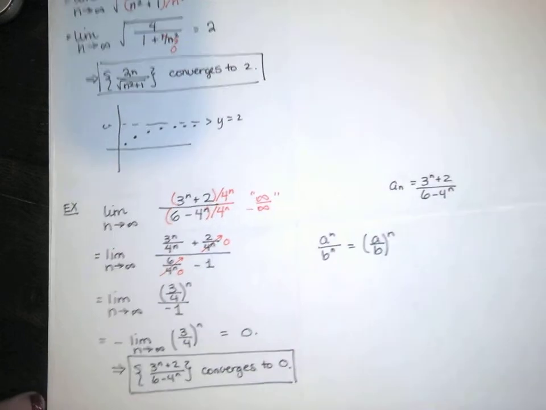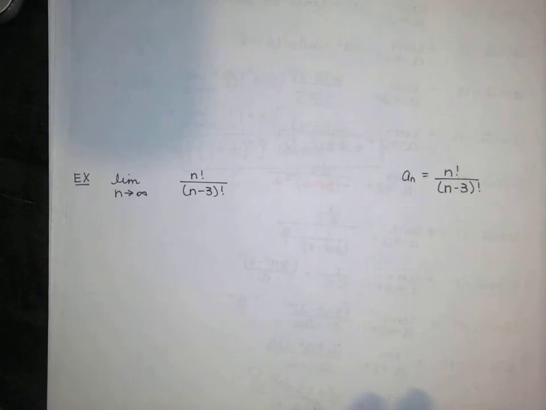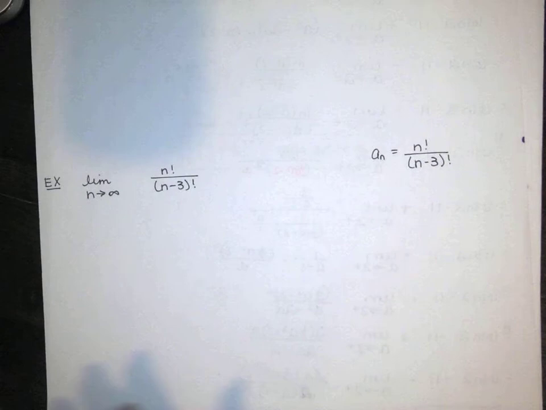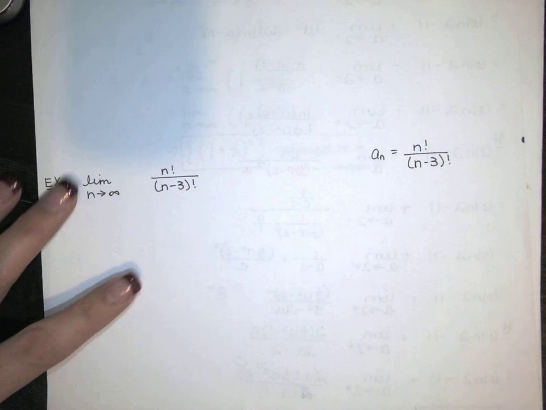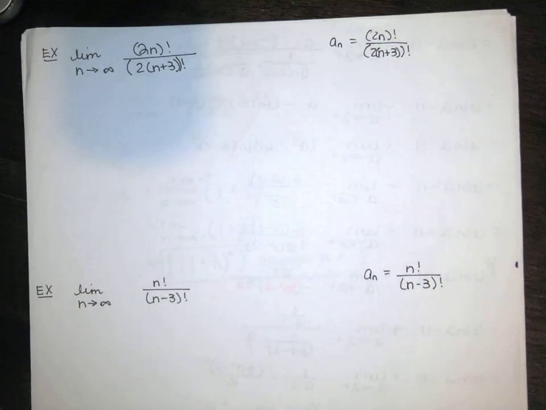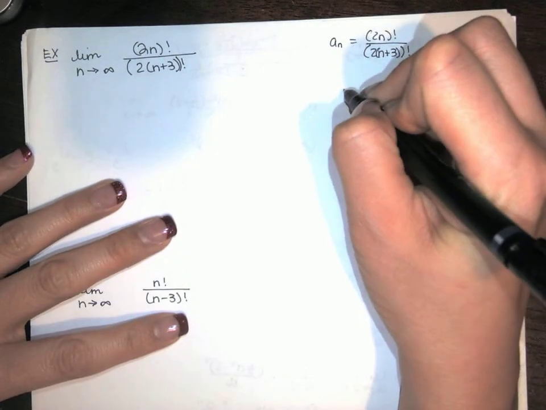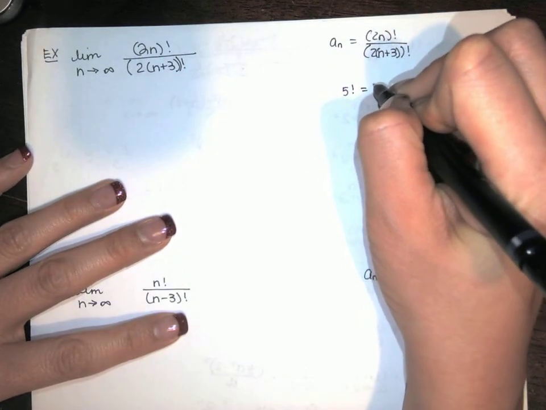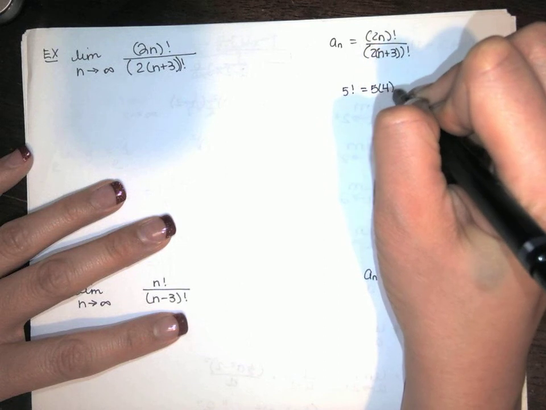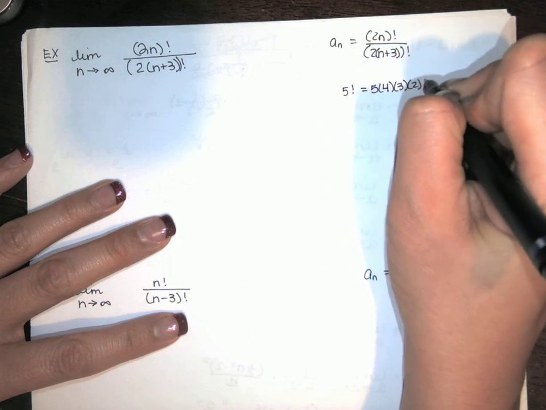All right. Now let's do 2 more examples, and then we'll call it a video. We'll see each other in another video. Now these 2 involve factorials. Now remember how factorials work, how they're defined. If I have 5 factorial, all that means is that's 5 times 4 times 3 times 2 times 1.